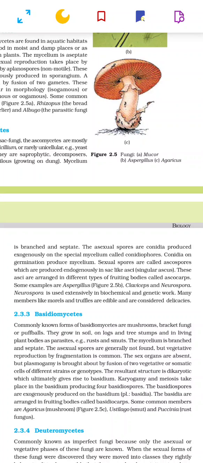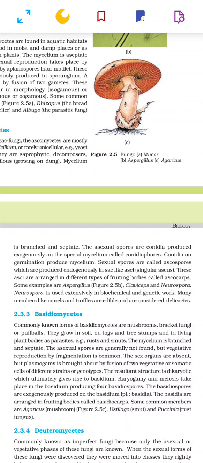2.3.3 Basidiomycetes. Commonly known forms of Basidiomycetes are mushrooms, bracket fungi or puffballs. They grow in soil, on logs or on tree stems, and in living plant bodies as parasites, for example rust and smut. The mycelium is branched and septate. The asexual spores are generally not found, but vegetative reproduction by fragmentation is common.